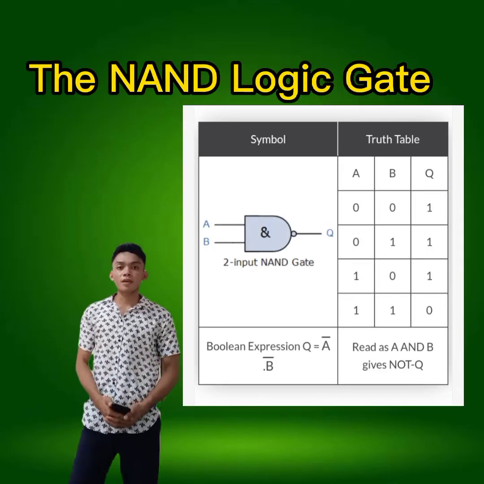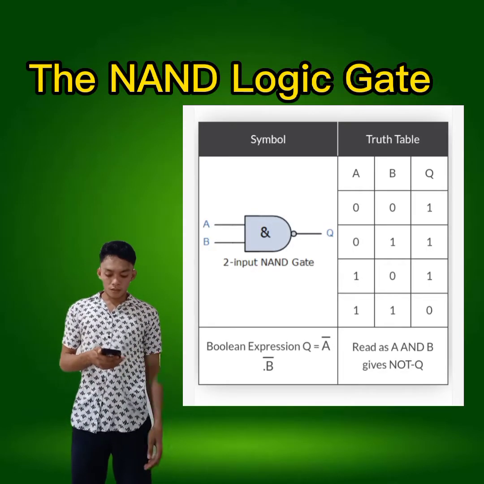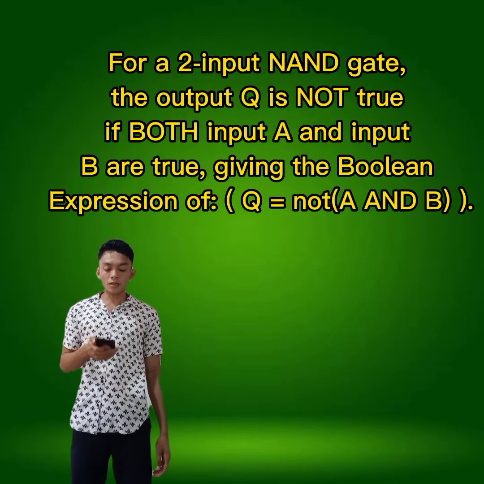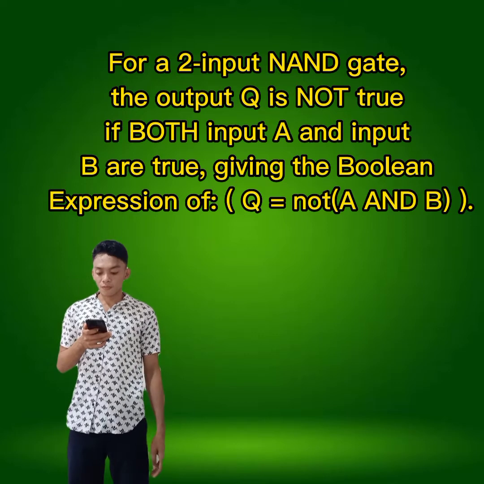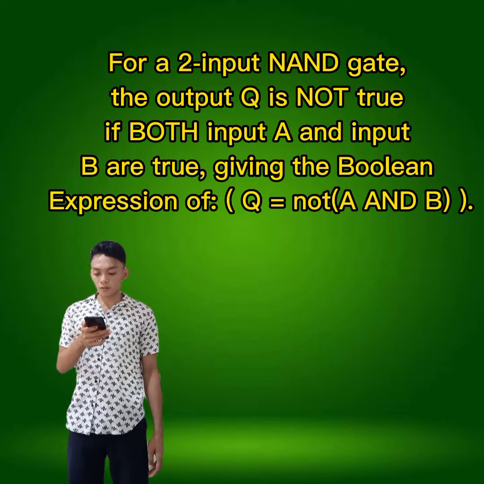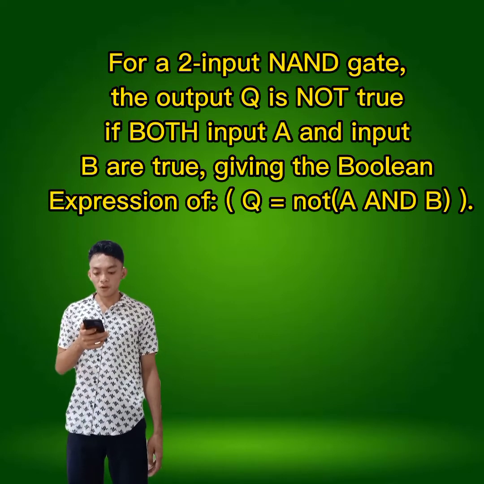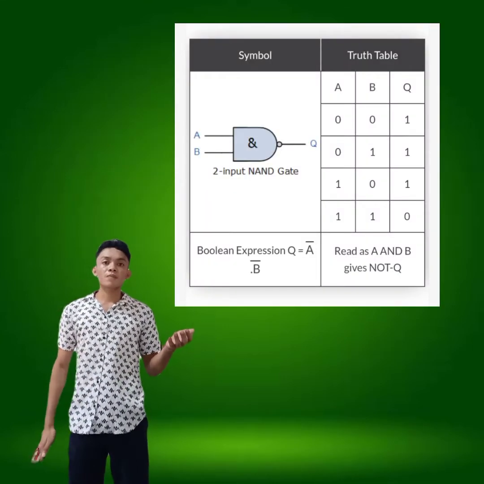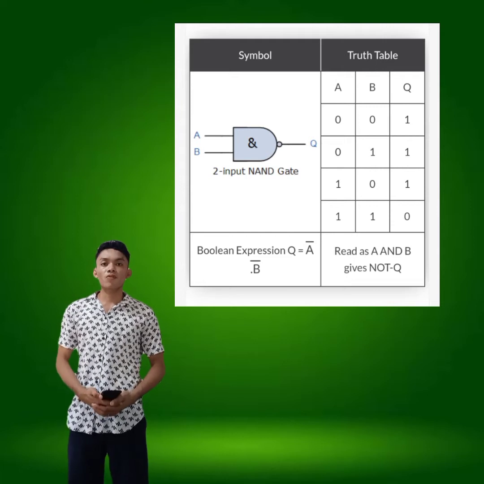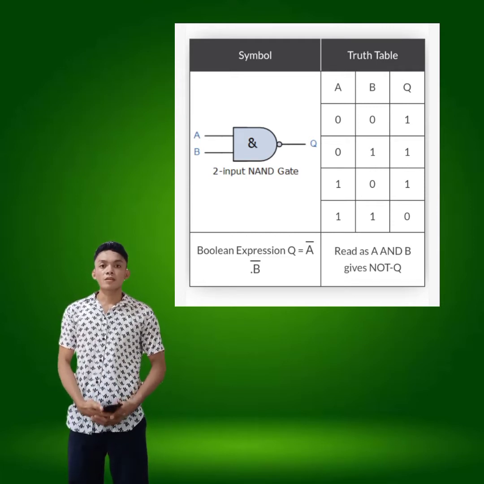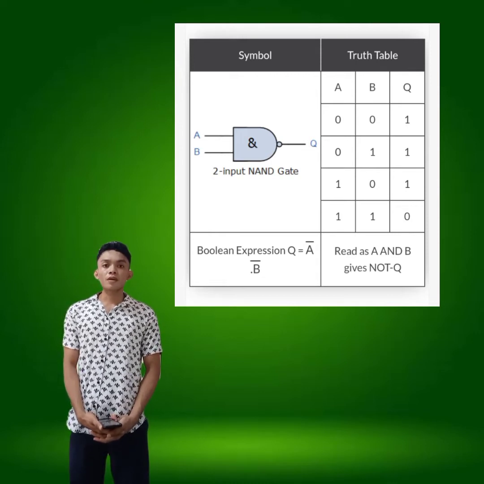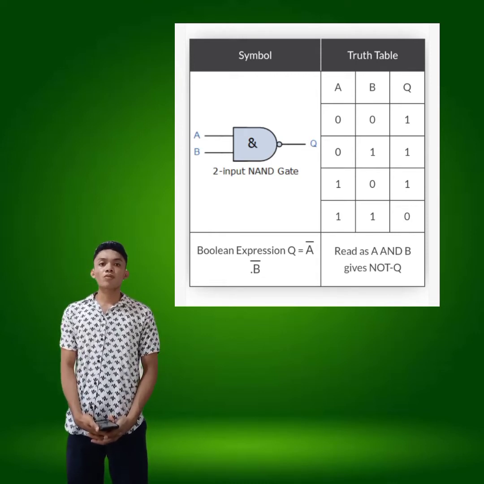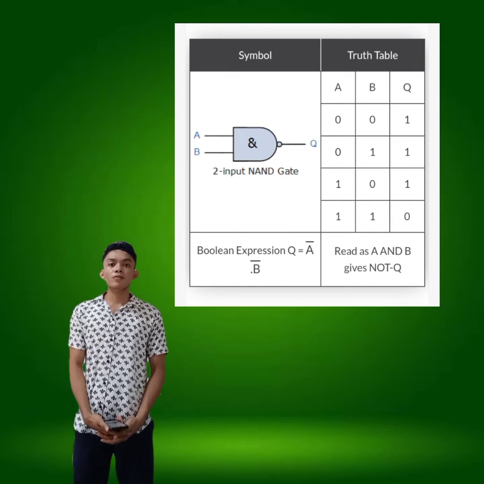The next is the NAND gate. For a 2-input NAND gate, the output Q is not true if both input A and input B are true, giving the Boolean expression of Q equals not A and B. So this is the symbol and the truth table of the logic NAND gate. B is 0 0 1 1, A is 0 1 0 1, and Q is 1 1 1 0.